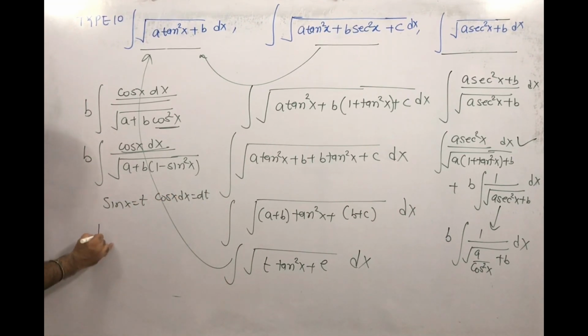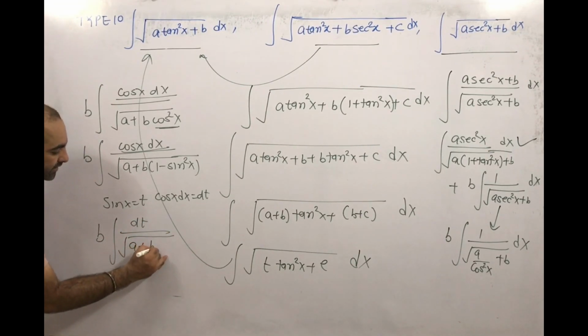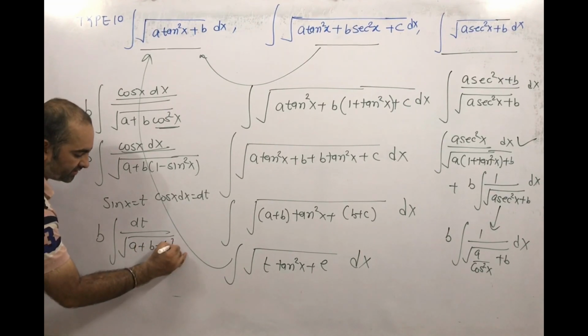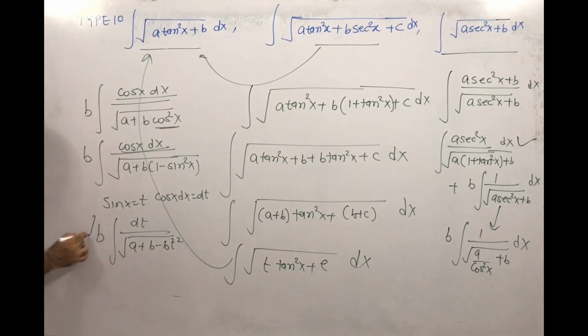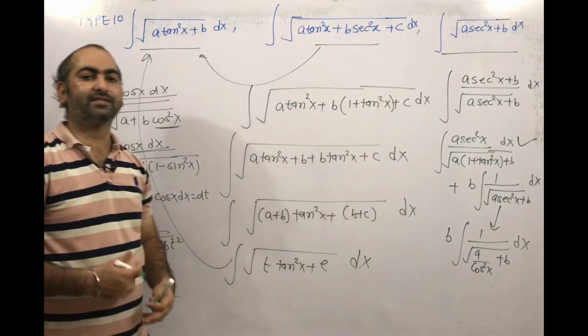So this integration will become b integration of dt divided by root over a plus b minus b t square, and this integration we can do directly. So like that we have to integrate this one. Okay, now we will discuss examples.